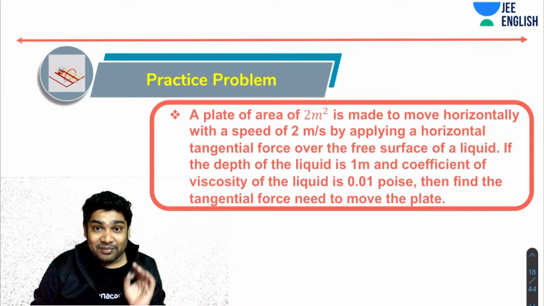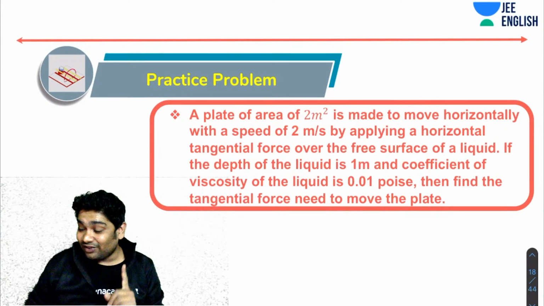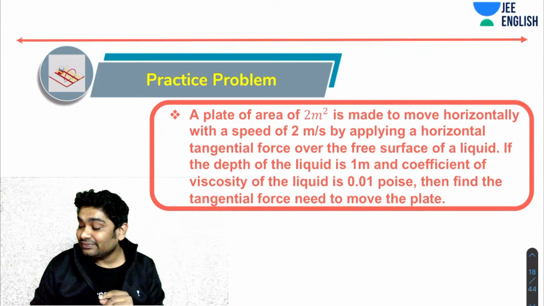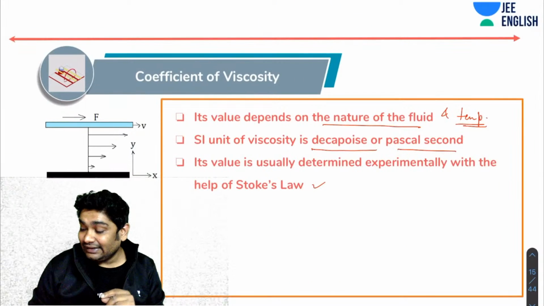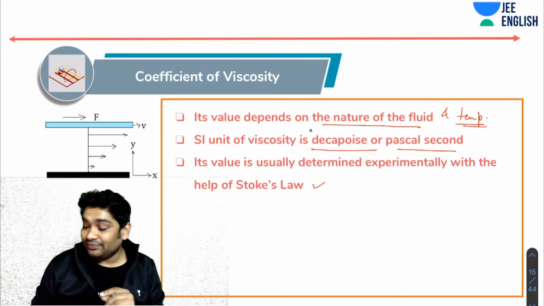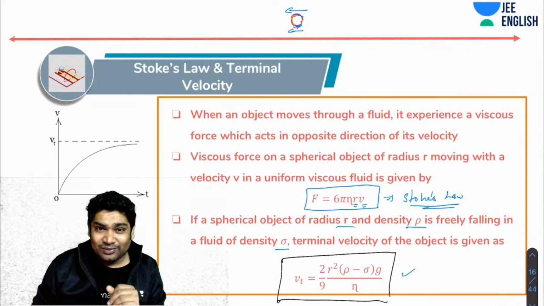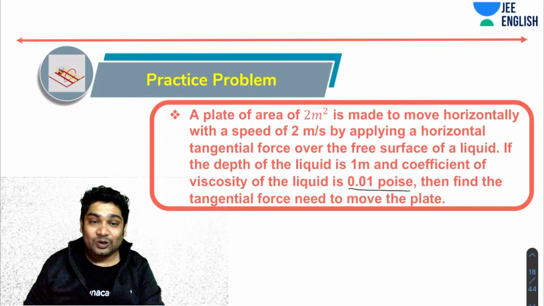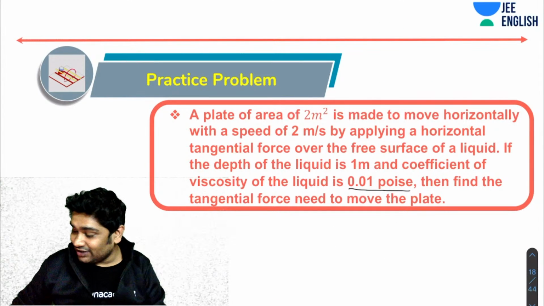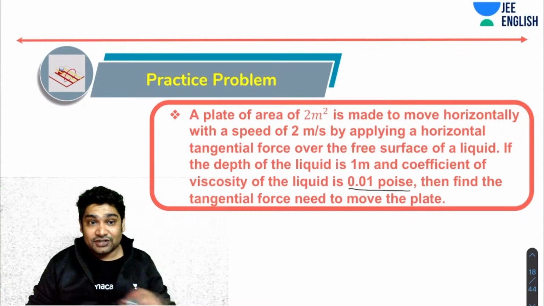Now, please remember the units. Here the coefficient of viscosity has been mentioned as poise. What were the SI units? SI unit is decapoise. What is deca? I hope everybody knows what deca is. So keep that in mind while solving this question, and let's see if you have an answer for me.